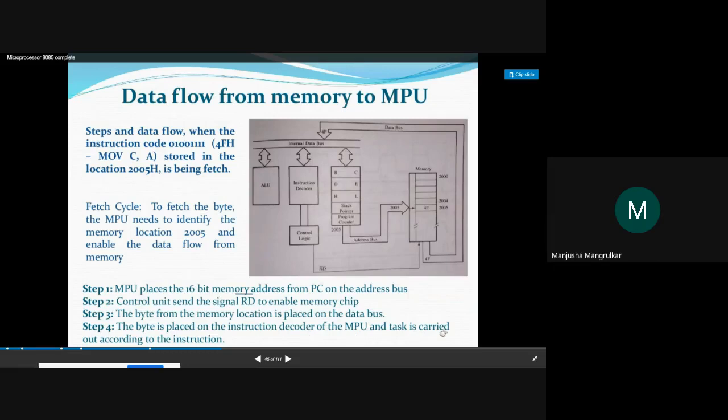The byte is placed into the instruction decoder of the microprocessor. The task is carried out according to the instruction.